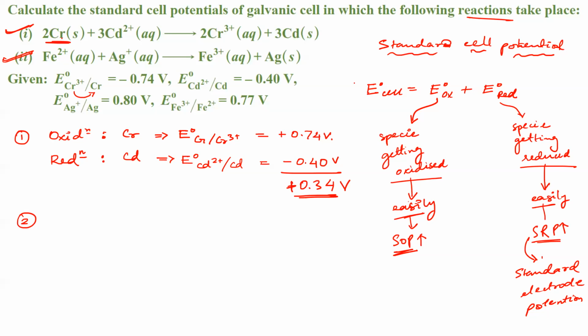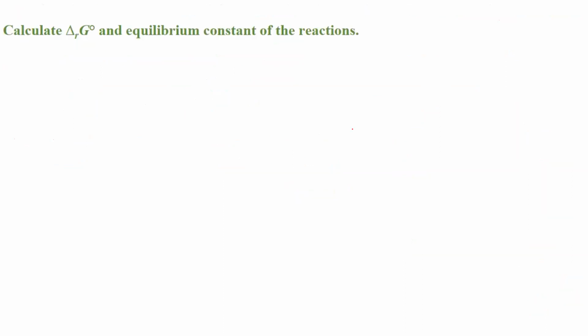Correct. Moving further on, this question has one more part, regarding delta G and K. Calculate the delta G naught and equilibrium constant of the above reactions, the ones which you have calculated. So how to calculate delta G naught? The formula is delta G naught equals minus N F E naught of cell.